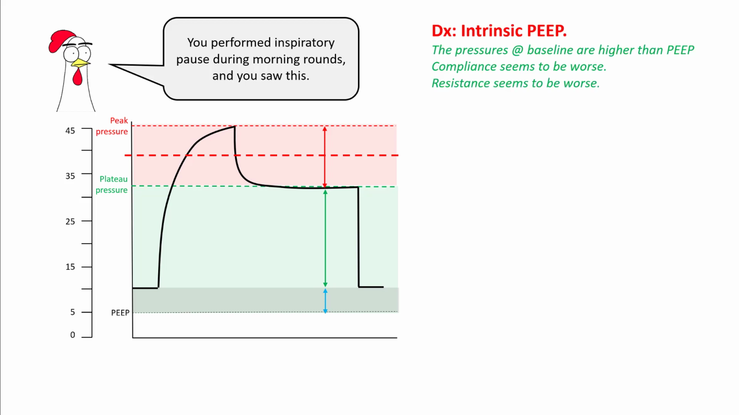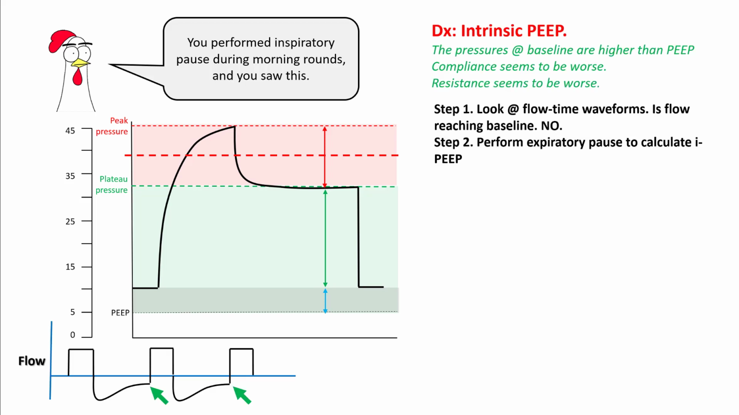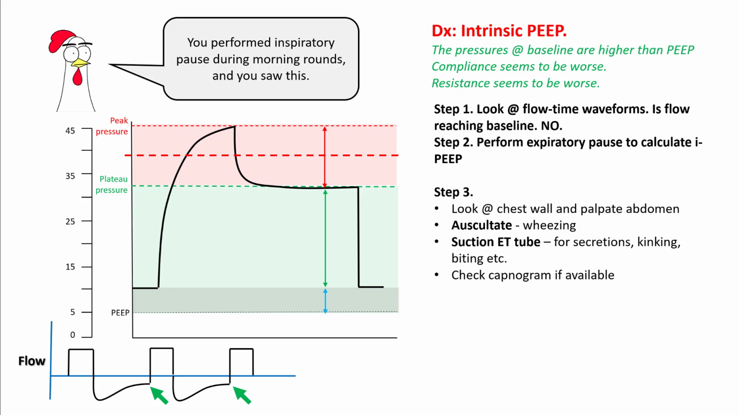So what you're dealing with here is intrinsic PEEP. The intrinsic PEEP always occurs from an obstructive component. So you look at the flow time waveform and what you see is that the expiratory flows are not coming down to 0. So you go ahead and perform an expiratory pause to calculate the magnitude of intrinsic PEEP. Go ahead and auscultate your patient, suction the endotracheal tube, look for kinking, biting and other signs of obstruction, and check capnogram if available. You can order a chest x-ray which can show some hyperinflation. Bedside ultrasound usually is unrevealing.